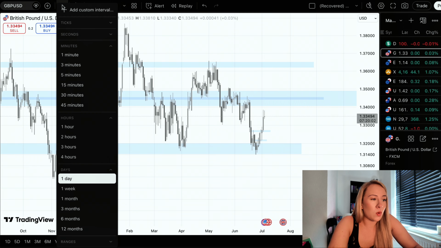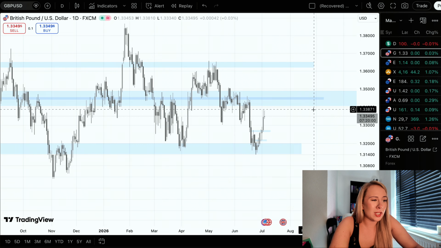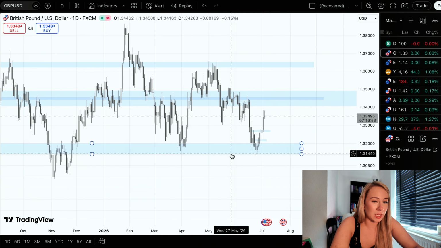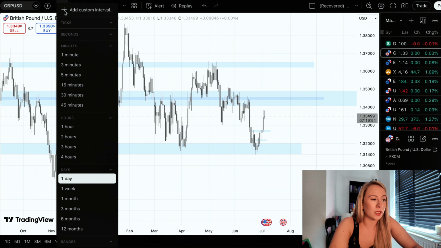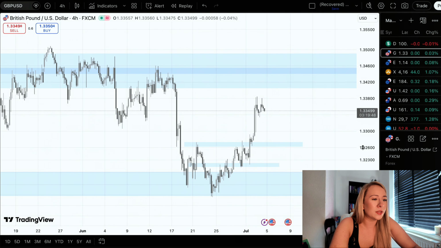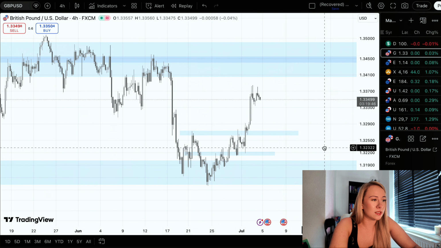So that's currently what I can see on the daily. Again, I'm not really trying to draw too much on the daily because we've already got our weekly and monthly key levels, so we don't want to overdo it. Again, I'm very OCD. I don't like my charts looking too messy. Now, the next thing that we're going to look at is the 4 hour.